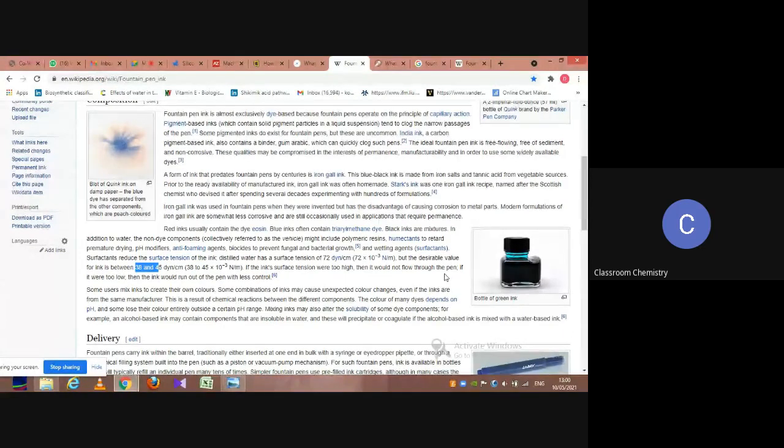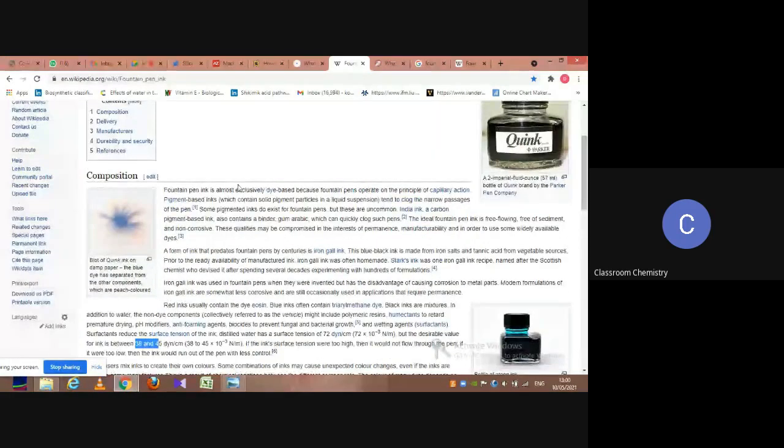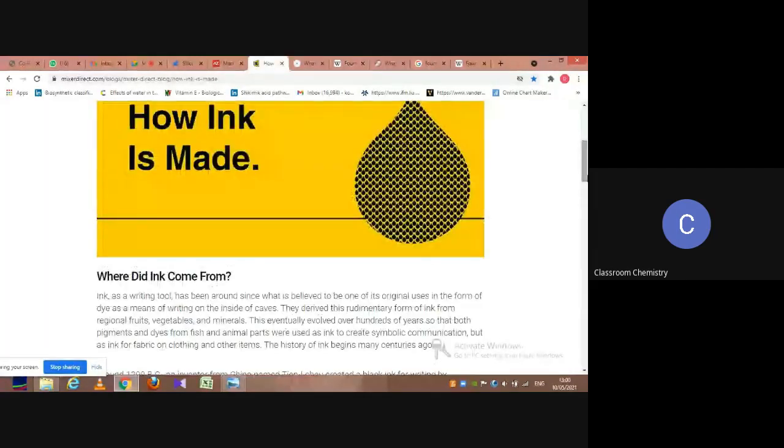Okay, so we have to add all these compounds, different types of compounds, in a suitable composition, and that composition is derived by the chemist, or you can also find that composition by just mixing the various amounts. Okay, so this is about the chemical composition of the ink. I have one more slide, how ink is made.